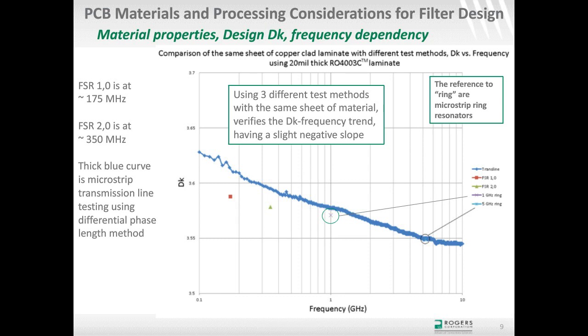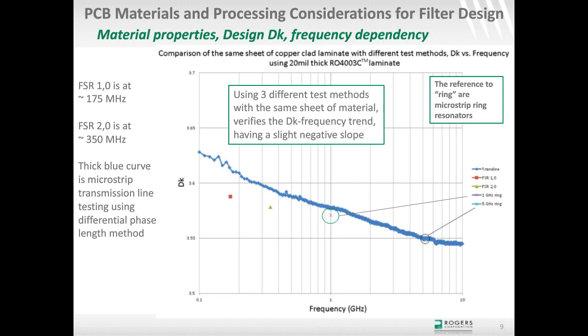And then finally, the last test method was the microstrip differential phase length method, and that is the blue curve. That's also obviously showing a negative slope, which is a decrease in dielectric constant with an increase of frequency. So using 3 different test methods on the same sheet of material, I get that trend where the dielectric constant decreases with an increase of frequency, and that's the normal trend for material dispersion.